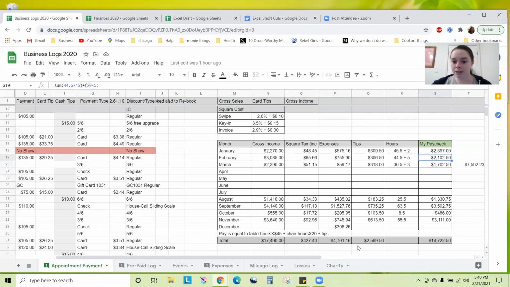So you have these numbers here that you can look at, and that gives you an overview of all of your information. Incoming money, outgoing money, money you're paying yourself, tracking your hours and what your actual paycheck was at the end of your hours plus your tips. So you have a little bit of both in there.